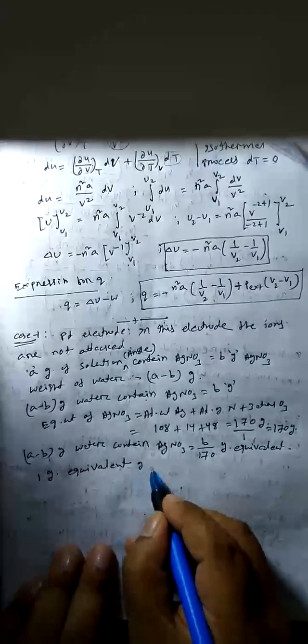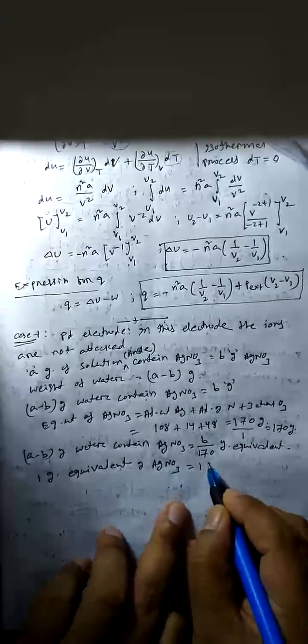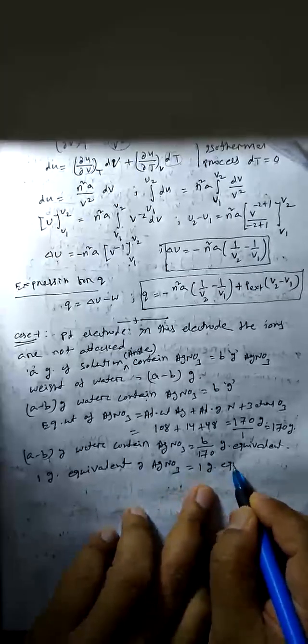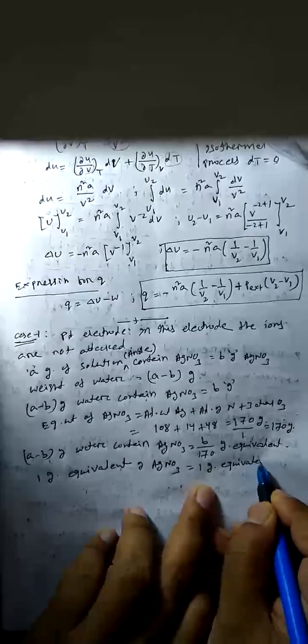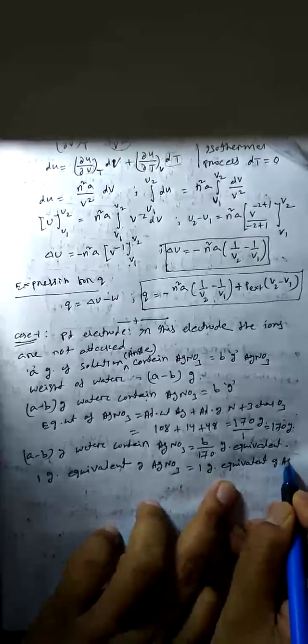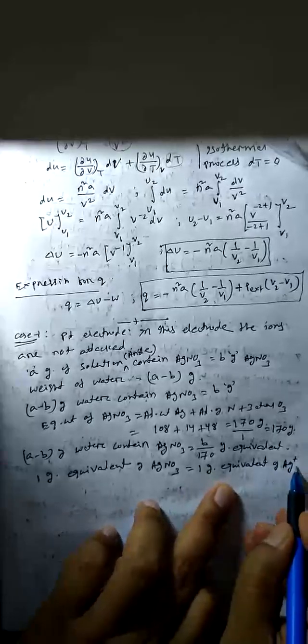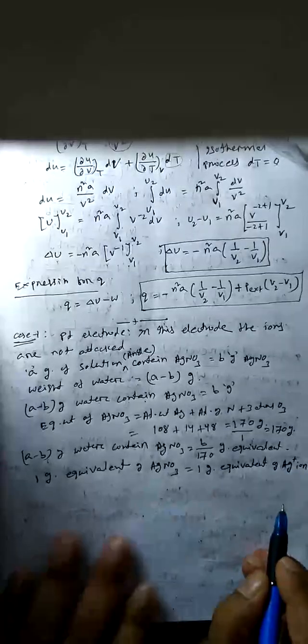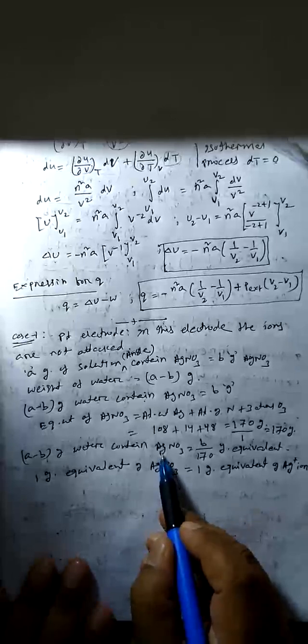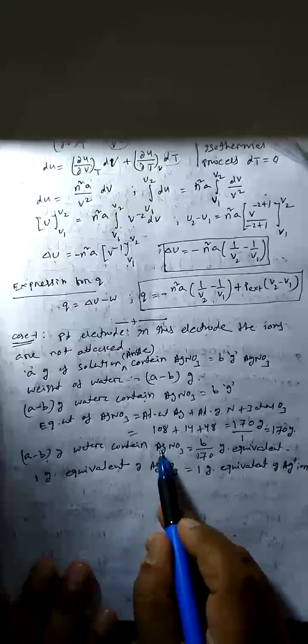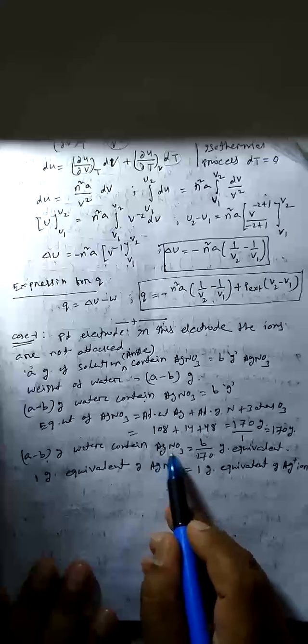equivalent of silver nitrate contains 1 gram equivalent of silver ion, because in AgNO3, one molecule contains 1 atom of silver ion. AgNO3 has 1 ion of silver, Ag plus, and 1 of NO3 minus. So 1 gram equivalent contains 1 gram equivalent of silver ion.